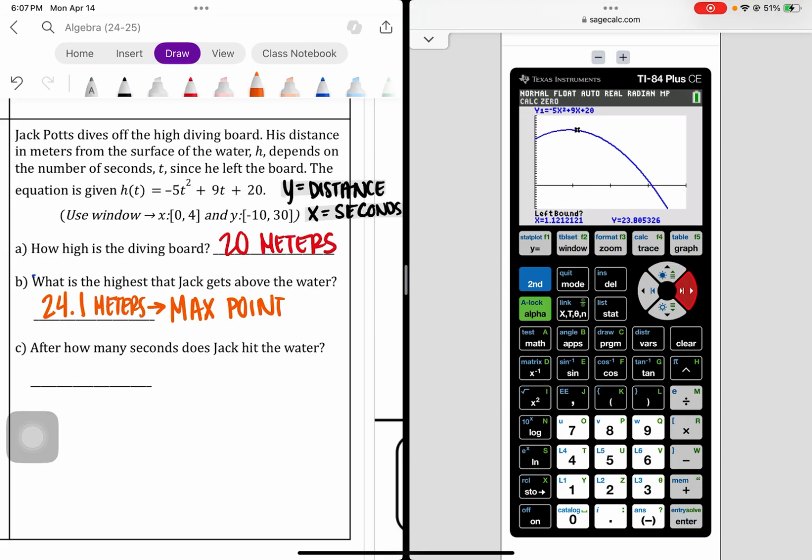And now we need a left bound. So we want to go to the left side of our x-intercept. So I'm going to put my left bound right about here. I need to go right bound, so right side of my x-intercept. So I'm going to go right about here. And now I'm going to take my guess. I think my x-intercept is there. So if we notice, 0 is when he hits the water. So my time, because x is seconds, rounded to the nearest tenth, is 3.1 seconds. And that's because we looked at our x-intercept.